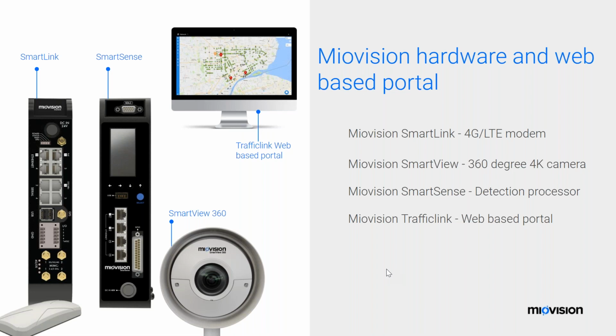The next one is our Smart Sense, so the detection processor there in the middle. This is the brains of the operations. It's doing the local processing. It's our graphic processor units at the side of the road.